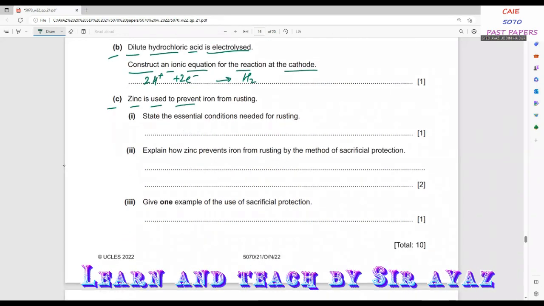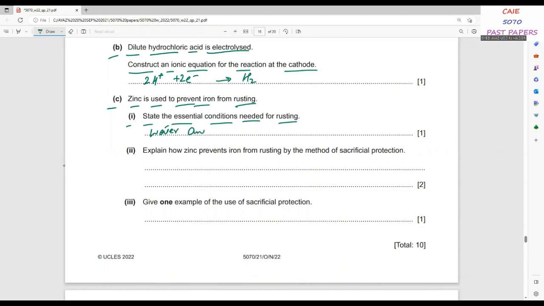Zinc is used to prevent iron from rusting. Number 1, state the essential conditions needed for rusting. For rusting, it's important that water and oxygen must be there. So you write water and oxygen. If any one of these is missing, rusting will not take place.